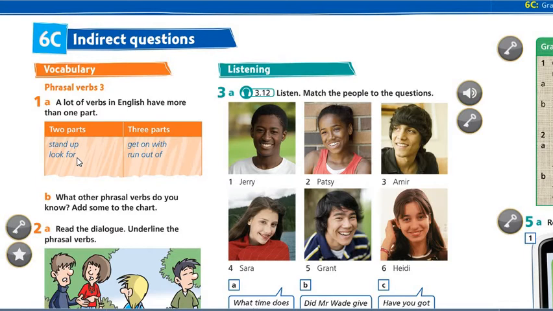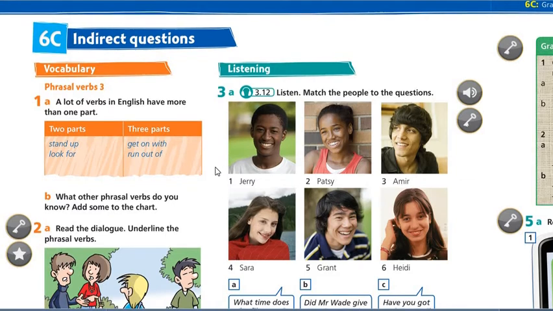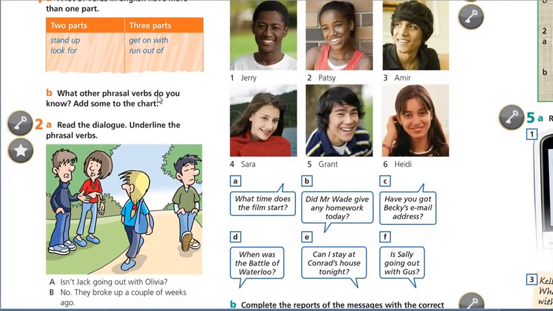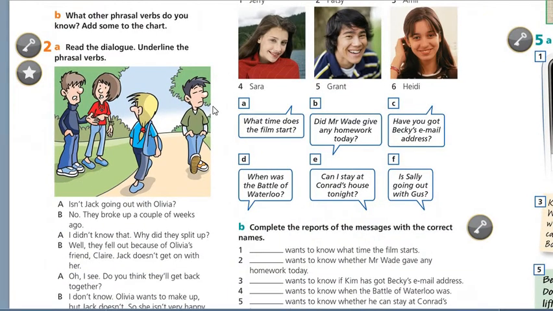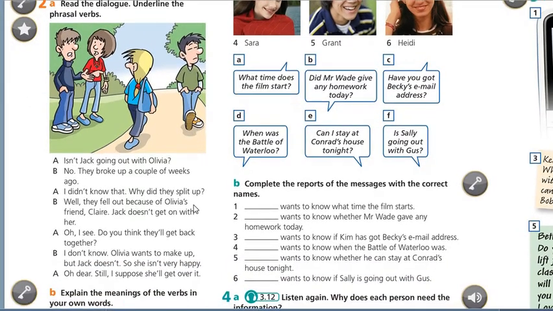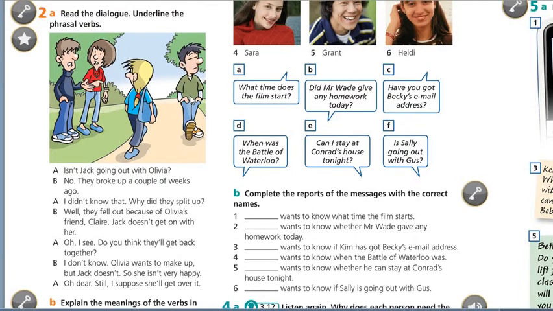For an example, you have 2-part verbs that you've known since you were in the 1st grade. Sit down is one of the examples. If you have any more, you can write them down and send them to me. Let's look at task 2. Task 2A, read the dialogue. You don't have to underline the phrasal verbs, just read the dialogue, look at them, find them, and write them down in your notebooks, okay?